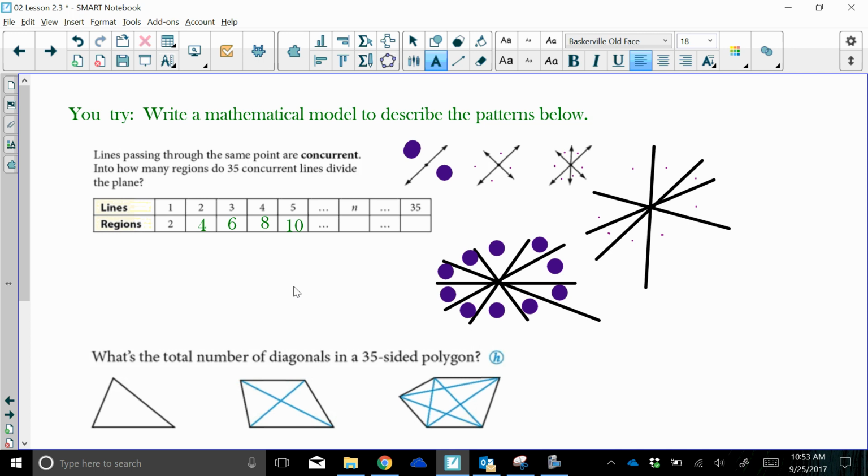So what kind of pattern do you recognize? 1 line, 2 regions, 2 lines, 4 regions, 3 lines, 6 regions, and so on. So how many regions are there going to be if I draw n lines? Well, 1 times 2 is 2, 2 times 2 is 4, 3 times 2 is 6. So if I have n lines, I'm going to have 2 times n regions. So how many regions am I going to have for 35 lines? 35 times 2, 70 regions.